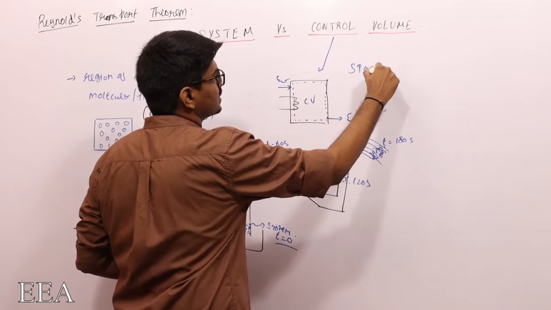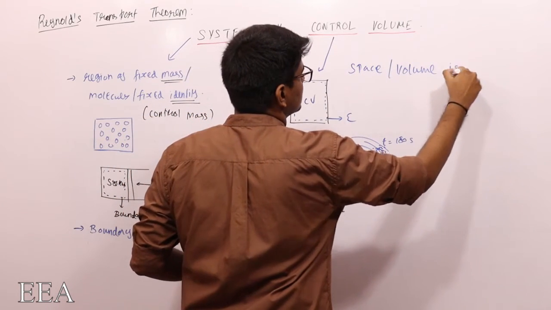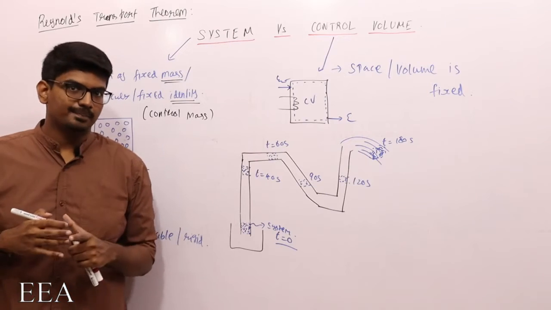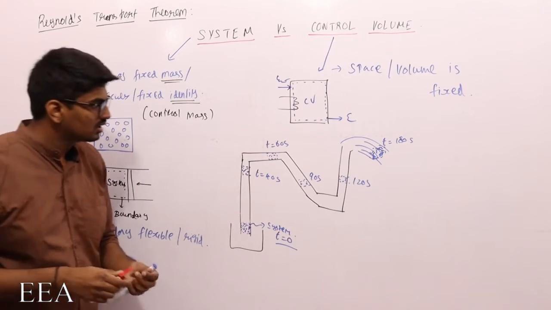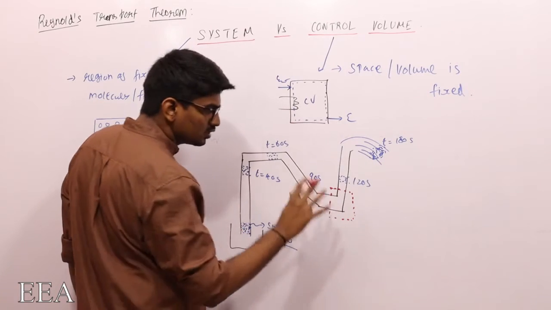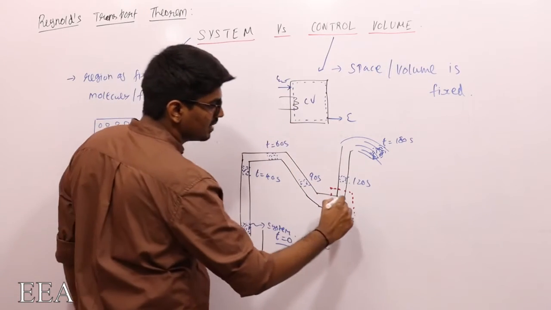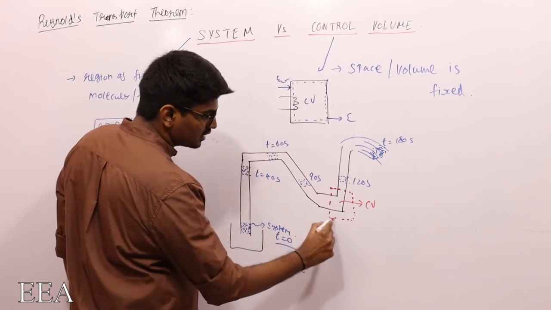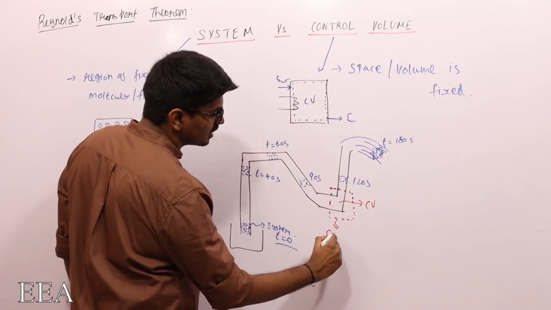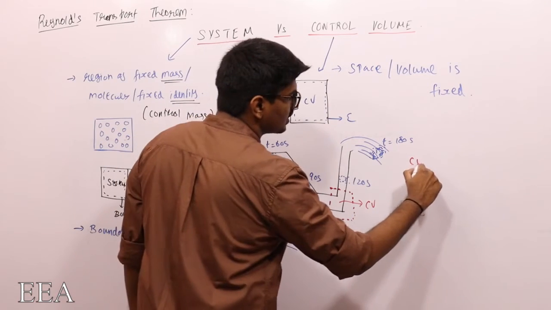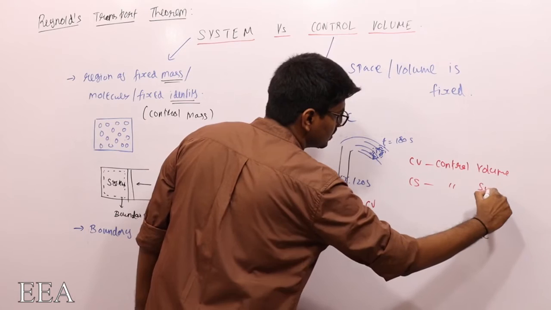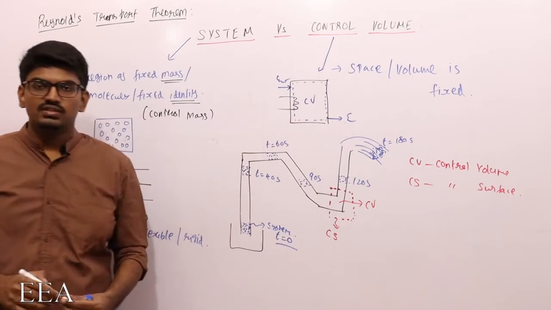Here, space, or I could say volume, is fixed, where our complete analysis will be done. For example, in this case, suppose I want to do the analysis on this elbow. So I will fix that particular volume only. This will be my control volume, and the surface or the boundary of the control volume is called the control surface. Generally CV implies control volume and CS implies control surface. So note it down. Hereafter I will be using CV and CS only.